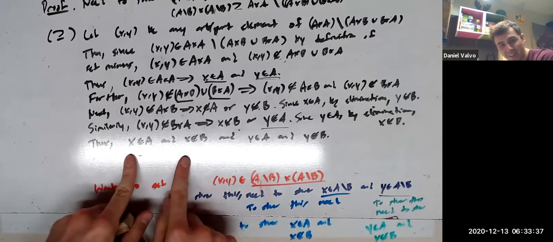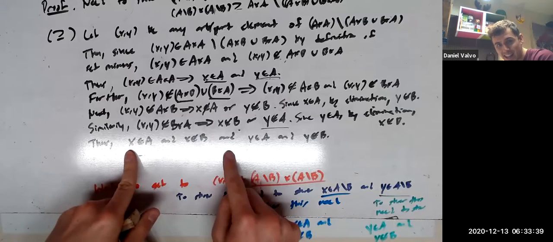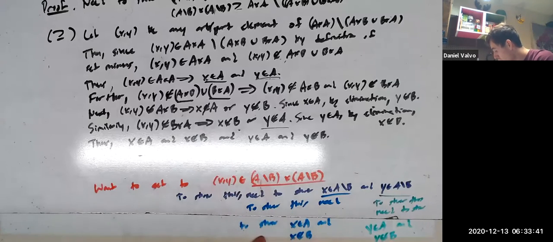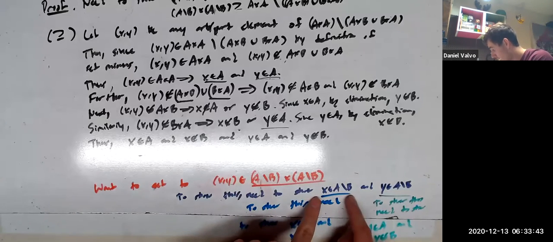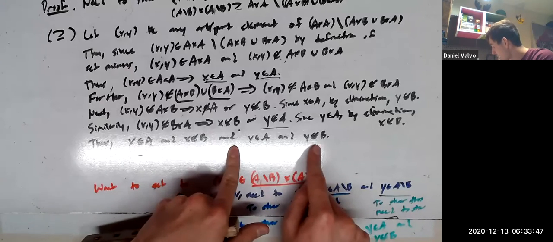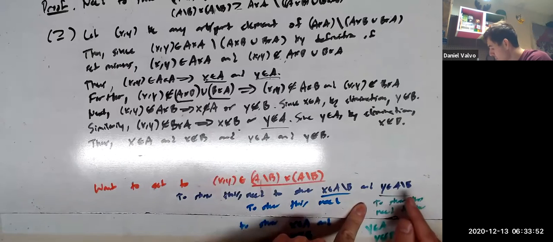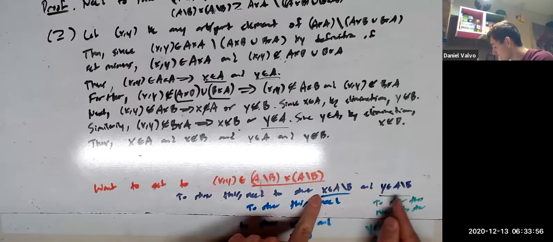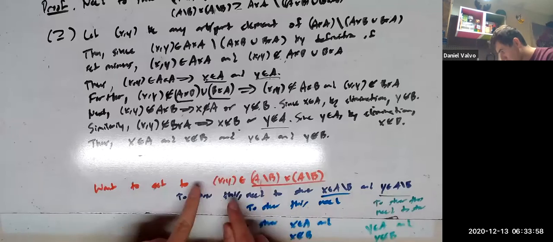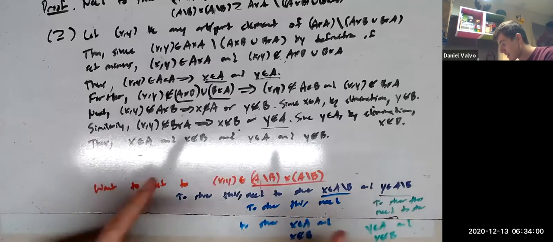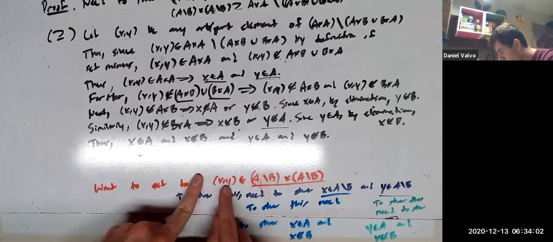We already have that. We know X is in A, X not in B. So we've shown that X is in A, not B. We've shown Y is in A and Y is not in B. So we've shown Y is in A, not B. And then you put these facts together, that X is in A, not B, and Y is in A, not B. That's exactly what it means for X, Y to be in A not B cross A not B, because the first coordinate is in the first set, the second coordinate in the second set.